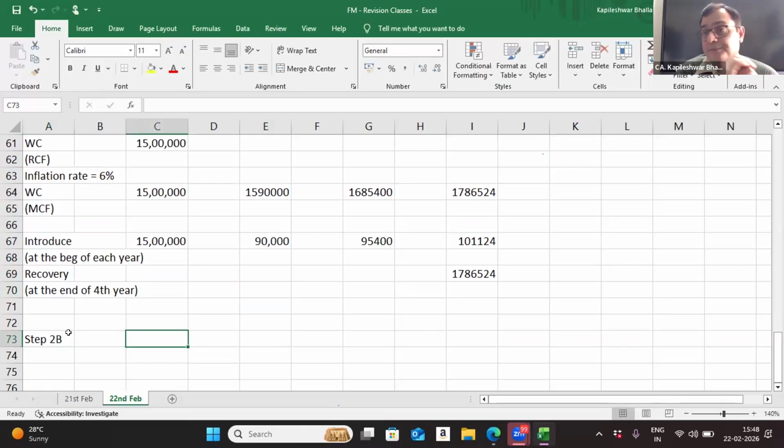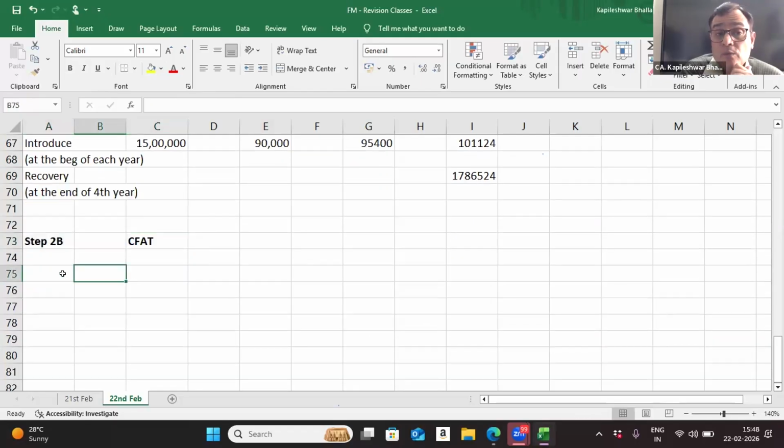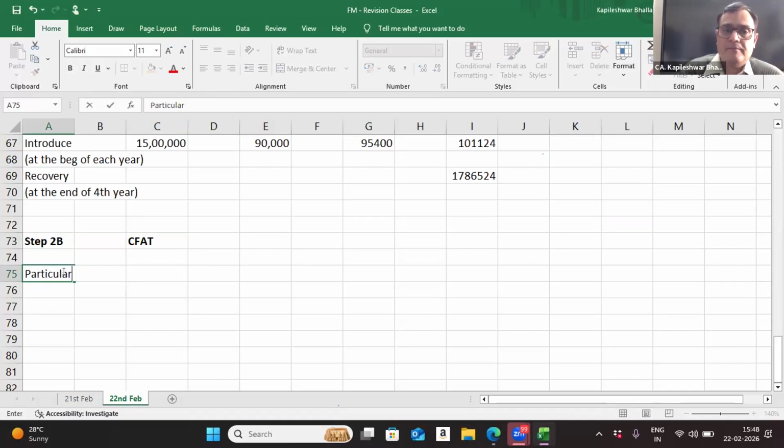Now, what is step number 2B? Can I say we're going to calculate the C fact? So my step number 2B is going to be the calculations of the C fact. Now it's time to organize all the information which you have organized in step number 1. Put it here. So let's take a column particulars, and then we take year 1, year 2, year 3, and year 4.